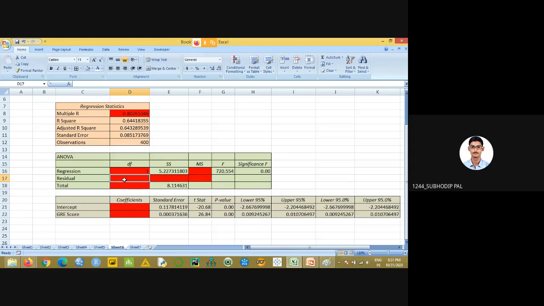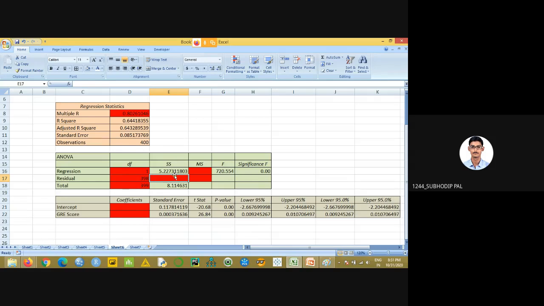The residual degree of freedom is N minus K minus 1. I know the observation is 400, so 400 minus 2. And total will be N minus 1, so 400 minus 1. Okay. Now this one, how do we find? SSE.